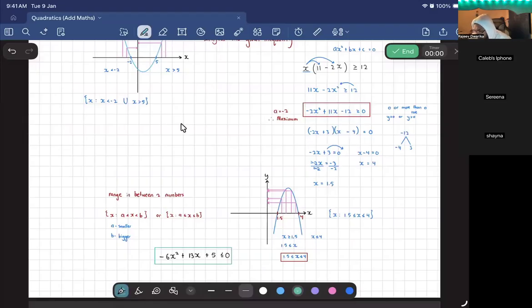Maximum. We want to figure out where it is less than, you make a mistake. Right, so Serena, in this question, we wanted to figure out where it would be less than 0 or more than 0.